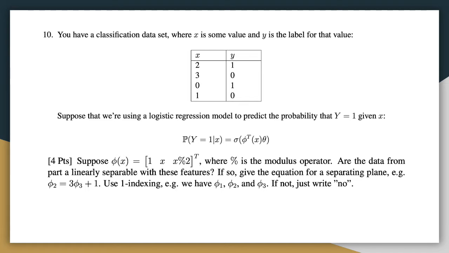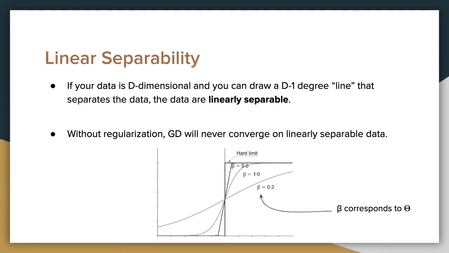So moving on, I'm going to be talking about linear separability. The definition is: if your data is d-dimensional, meaning you have d features characterizing your data, and you can draw a degree d minus 1 line that separates your data, then the data is linearly separable. For example, if your data has two dimensions, so capital D equals 2, and you can draw a degree 1 line, which just means mx plus b, because x to the 1 is degree 1, that separates your data, then your data is linearly separable. So that's the definition of linear separability.